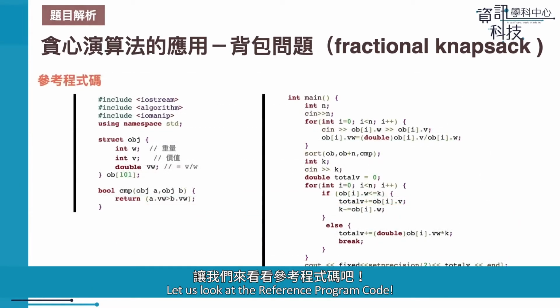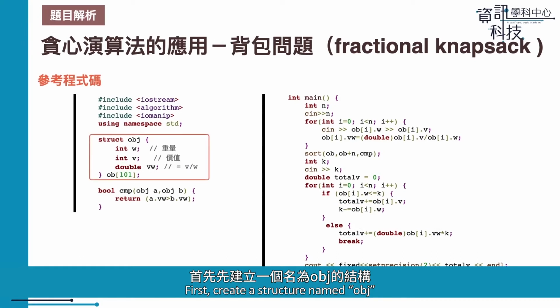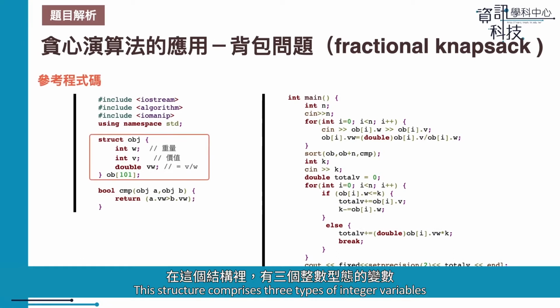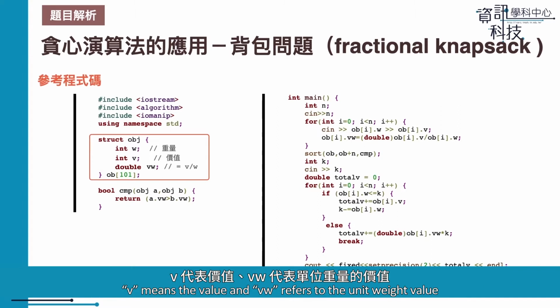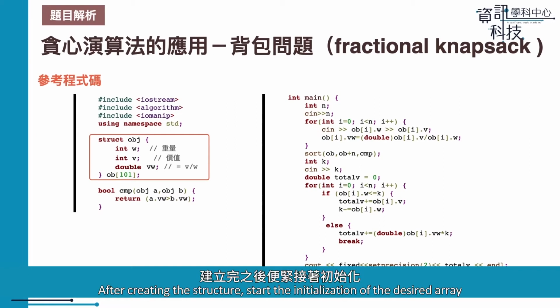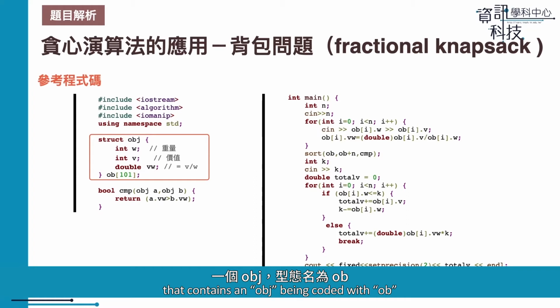Let us look at the reference program code. First, create a structure named OBJ. This structure comprises 3 types of integer variables, and they are W, V, and VW, in which W represents the weight of the object, V means the value, and VW refers to the unit weight value. After creating the structure, start the initialization of the desired array. That contains an OBJ being coded with OB as the pattern name and configured as 101 in size.